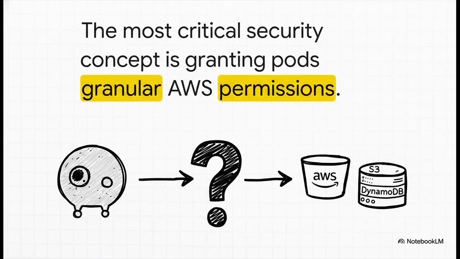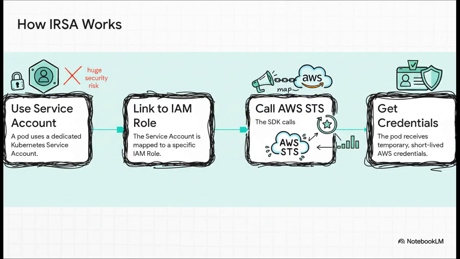Now, all of those are super important, but if there is one security concept you need to know cold for the exam, it is this one. How do you give a single pod running inside EKS very specific, least privileged permissions to talk to something like an S3 bucket or a DynamoDB table? The magic answer is IAM Roles for service accounts, or as you'll hear it, IRSA.